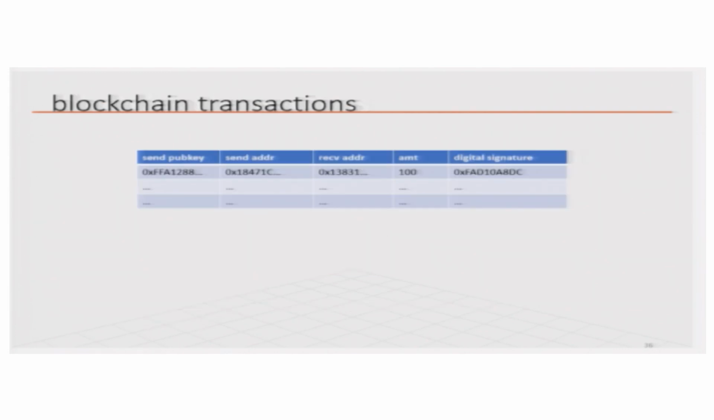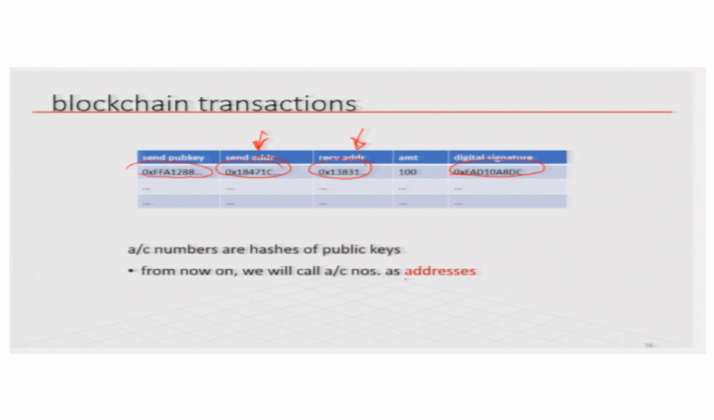So, now what you do is that a transaction will have the sender's public key, sender's address, receiver address, amount and a digital signature, right. The address is the hash of the public key. For the receiver, you only need the hash of the public key as the account number, whereas for the sender you also need to tell the public key, because otherwise how would you verify the digital signature. So, these account numbers are also called addresses, in line with how Bitcoin calls them.